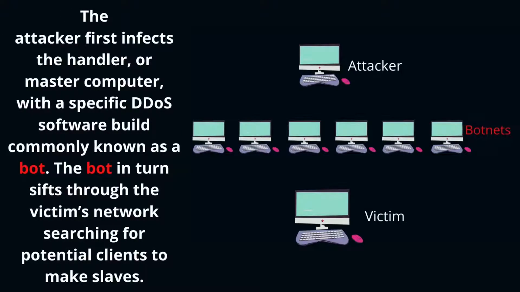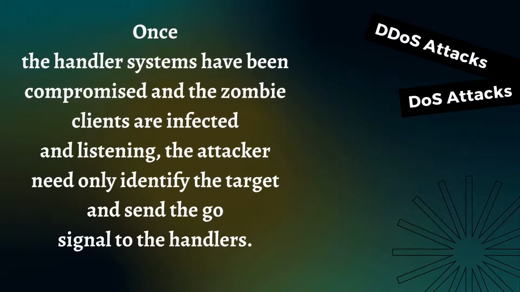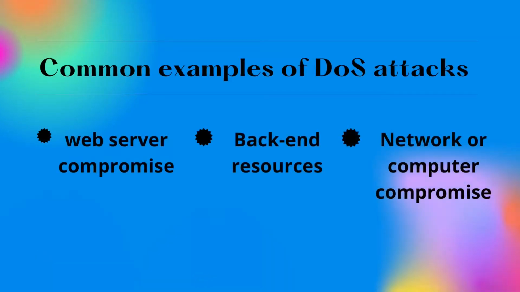The attacker first infects the handler, or master computer, with a specific DDoS software build commonly known as a bot. The bot in turn sifts through the victim's network searching for potential clients to make slaves. Once the handler systems have been compromised and the zombie clients are infected and listening, the attacker need only identify the target and send the go signal to the handlers. We'll discuss DDoS attacks in greater detail later in this video.